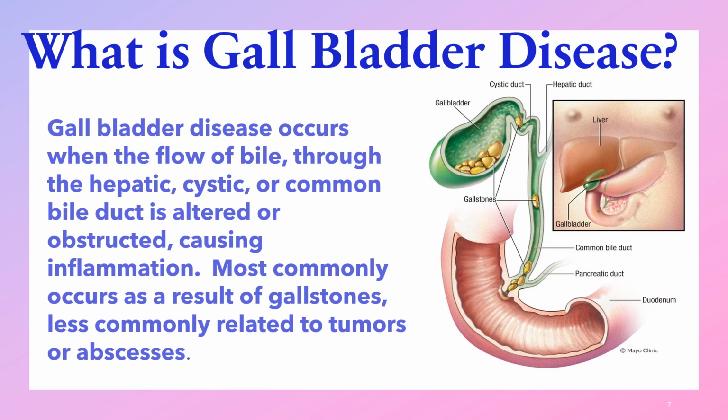Gallbladder disease occurs when the flow of bile through the hepatic, you can see the hepatic duct here, the cystic duct, or even at the common bile duct, that juncture here, is altered or obstructed. And ultimately that leads to backup in the gallbladder. Most commonly this occurs as a result of gallstones that travel. Less commonly it can be related to tumors and abscesses, but overwhelmingly what we see is gallstones interfering with the ability of not only bile, but other digestive enzymes to make it into the duodenum.